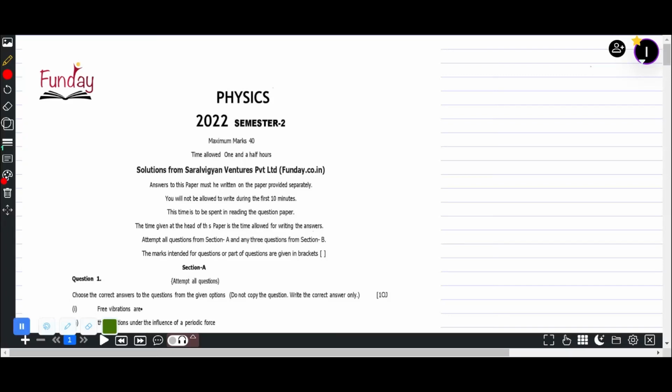Hello friends, so here we will do the 2022 physics paper. I think the paper happened in two semesters, semester 1 and semester 2. So we have here semester 2 2022, which is of 40 marks and the time given is 1.5 hours. And I find the question paper to be very interesting.